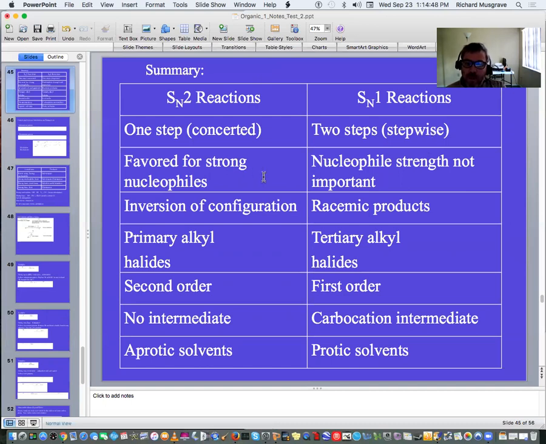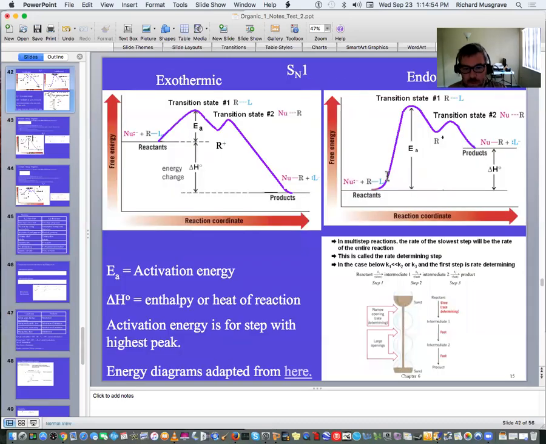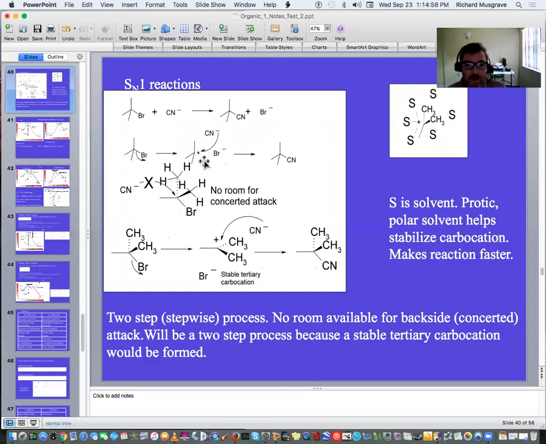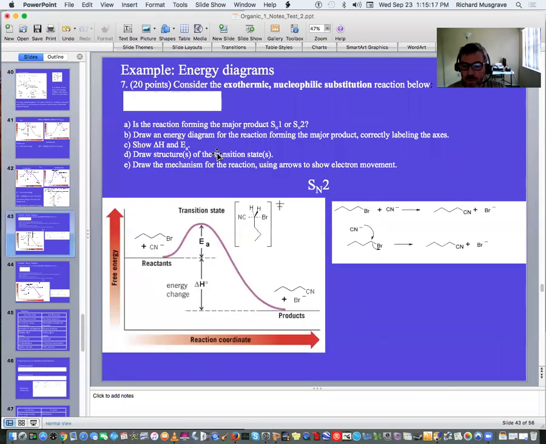Sn2 reactions are favored for strong nucleophiles. For Sn1, the nucleophile strength is not very important. And the reason for that is because the fast step involves the negative coming in, and whether that negative is strong or weak doesn't really matter because the carbocation itself is already positive, so it will react with pretty much anything negative. So the nucleophile strength doesn't really matter so much for Sn1, but does matter for Sn2.